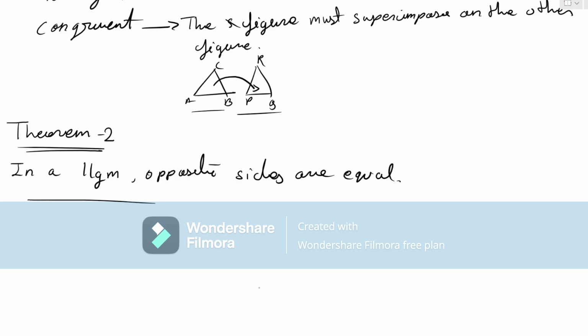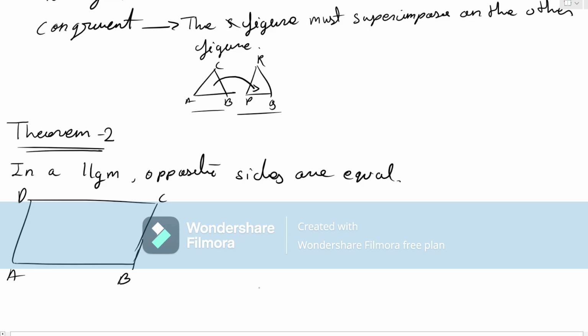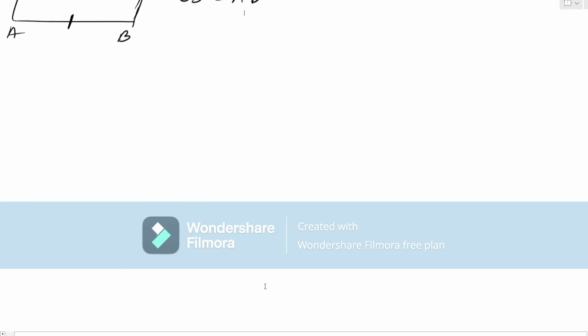Okay, let's draw a diagram. Suppose we have this one. Yes, let's name it A, B, C and D. Side AB is going to be equal to side DC, and side AD is going to be equal to side BC. So you can write DC is equal to AB and CB is equal to AD. That is our theorem 2.